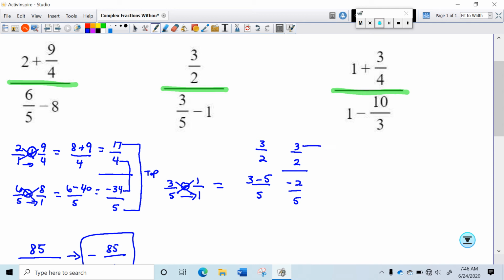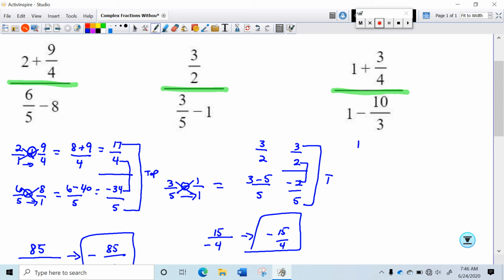Now I do the top bottom. So 3 times 5 is 15 on the top. On the bottom, 2 times negative 2 is negative 4. That doesn't simplify, so I'm just going to move the negative out front. But again, that's optional. It could stay on the bottom technically. Okay, that one's done.